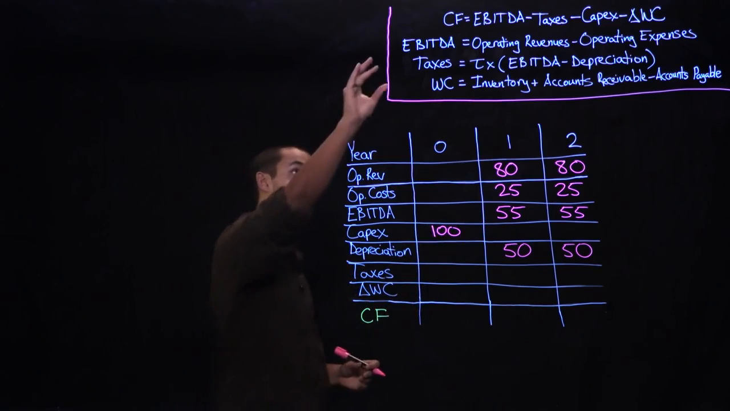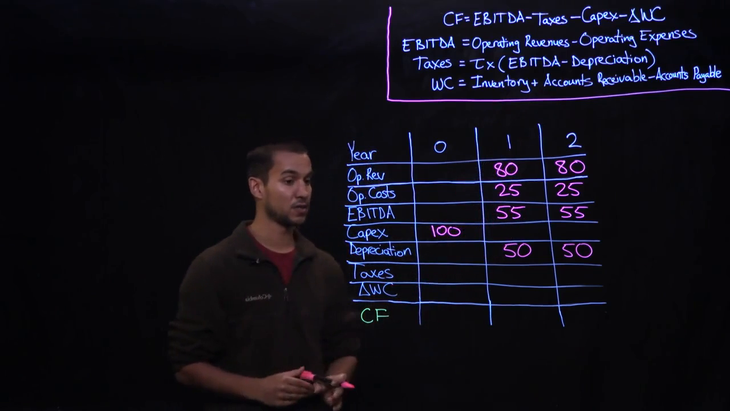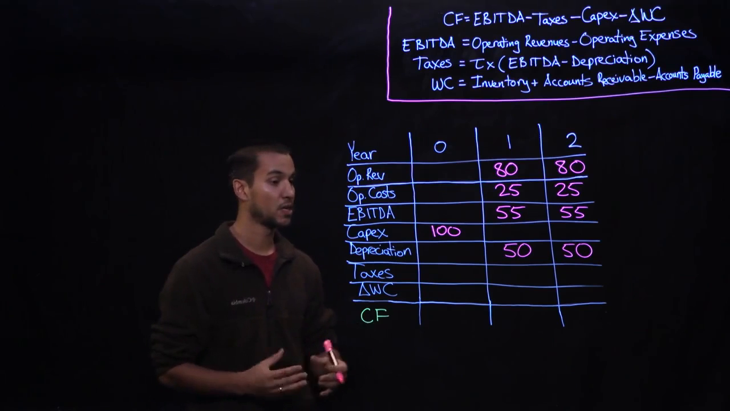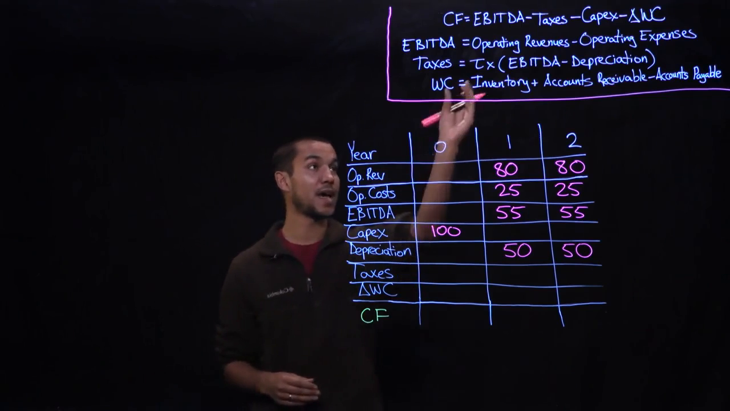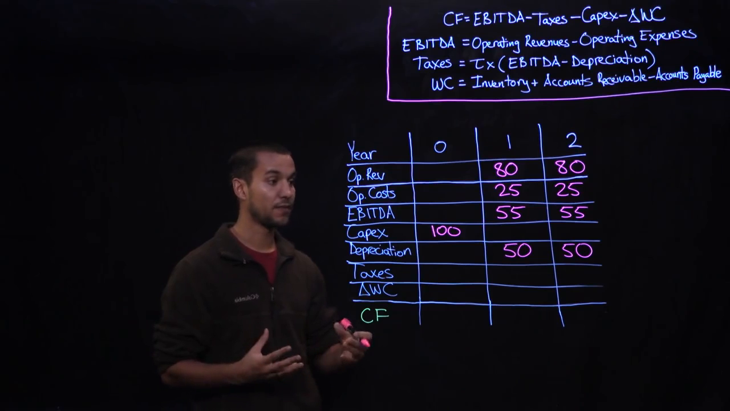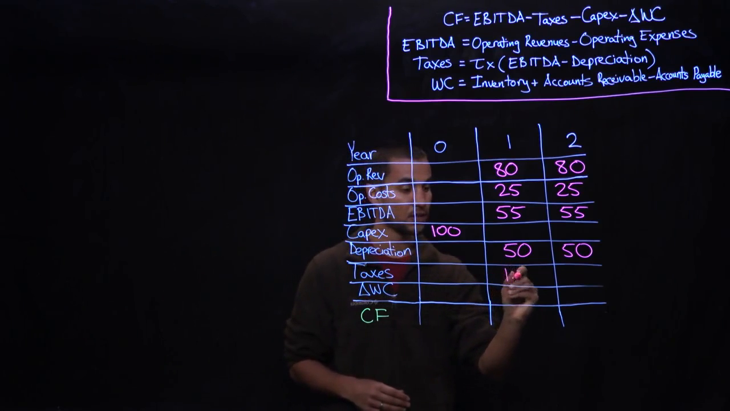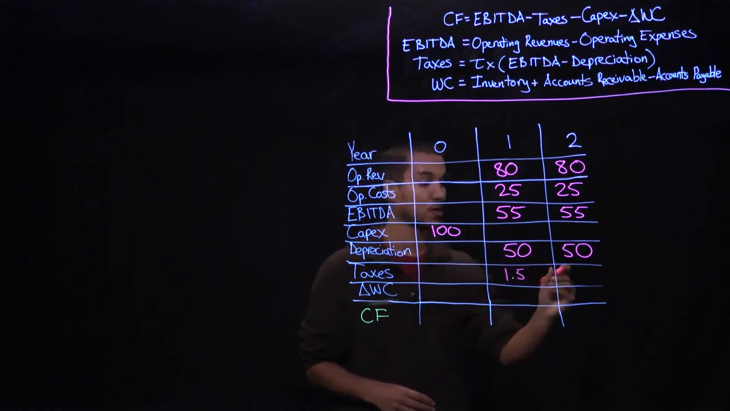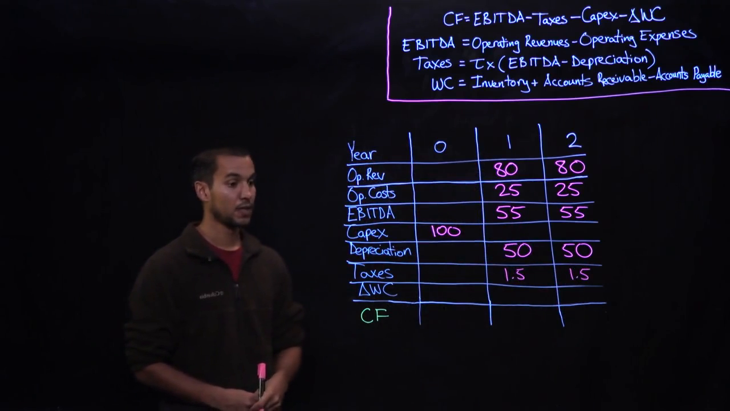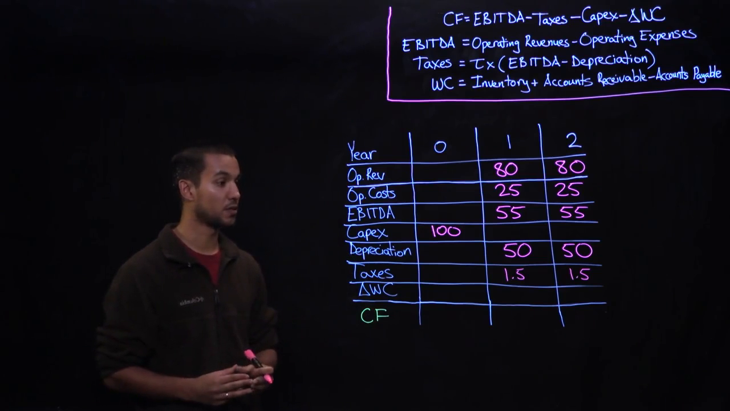And so now when we're calculating our taxes, our taxable income is going to be our operating income, $55 million, minus this depreciation tax shield. So we get 55 minus 50, which is $5 million, times the tax rate, which in this question is 30%. And so we get 55 minus 50, which is equal to 5, times 0.3 is 1.5. So our tax burden for years 1 and 2 is $1.5 million. And then finally, we're told that changes in working capital can be considered negligible in this example.